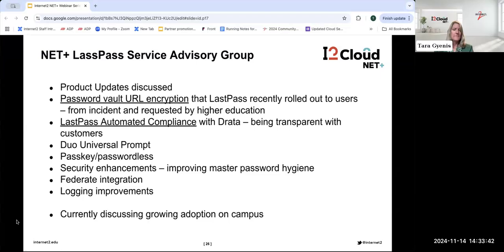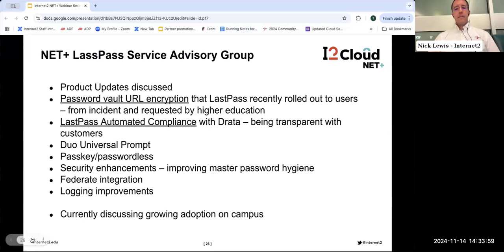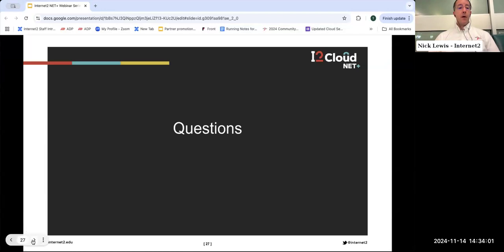And then we're currently discussing how to grow adoption on campus. Since the license is designed for everybody on campus, that frees up campus teams to focus on growing adoption rather than having to manage to a license. Next slide, please. Okay. I think that's all my pre-prepared content. Now questions.